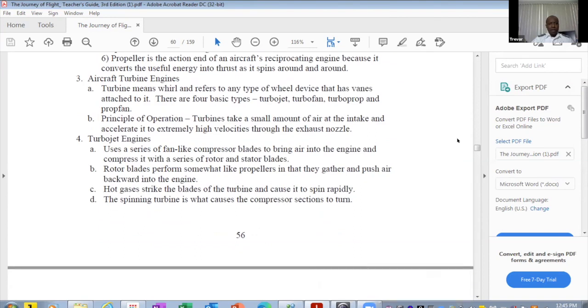Now, it uses fan-like compressor blades to bring air into the engine. So here we have the engine, and you have the inlet. And as the air comes in the inlet, it goes to the compressor. And just like the reciprocating engine, when you have the compression stroke that comes up to compress the air and the fuel, it's the same thing with the jet engine. Those vanes compress because they are neatly put together and they have so many vanes. As the air moves through those vanes, it compresses the air.